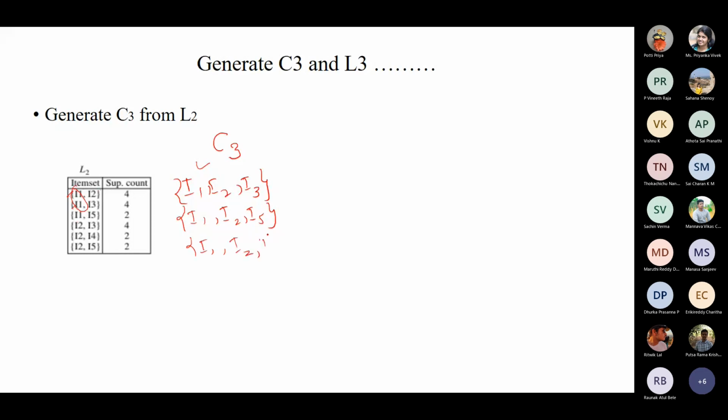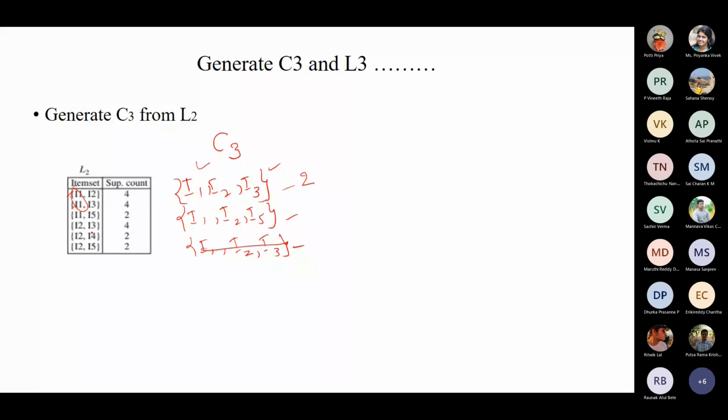I1, I2, I3. That's already there. But we have to calculate the support count, right? So I1, I2; I1, I3 is here. I1, I2; I1, I5 is here. And next I1, I2; I2, I3 is here. So here the support count is 2. You can write the support count.